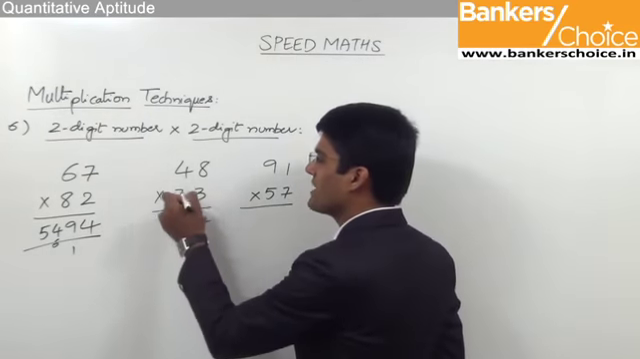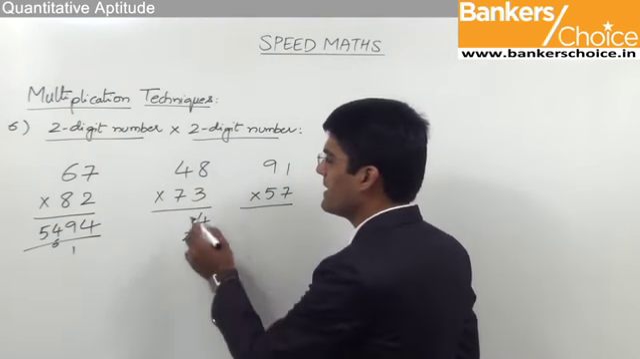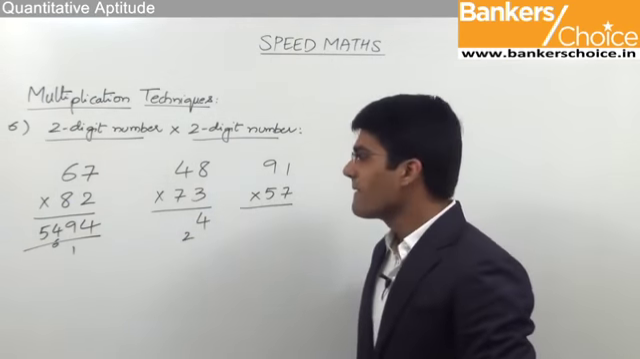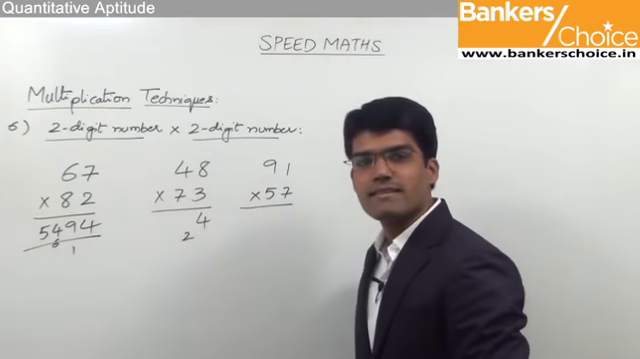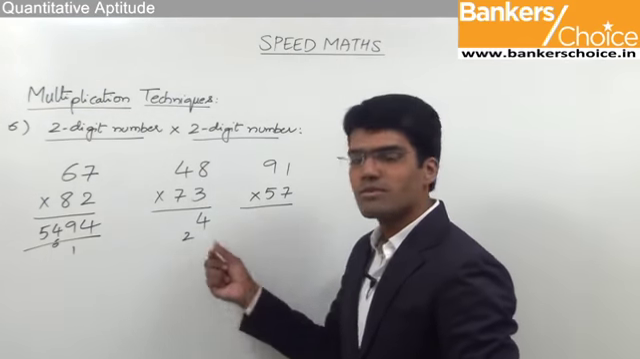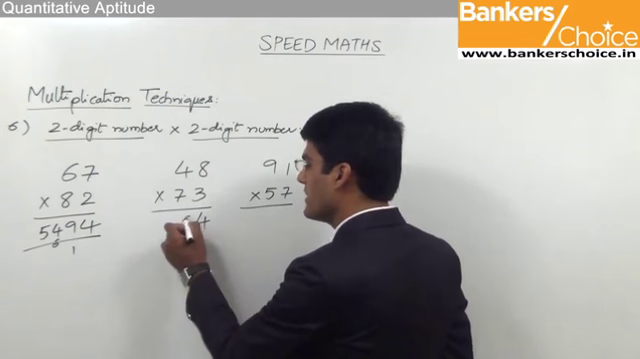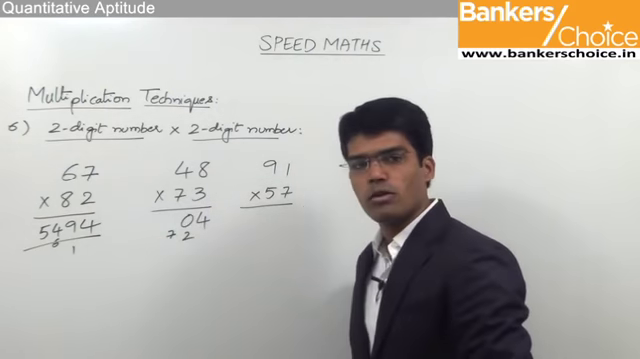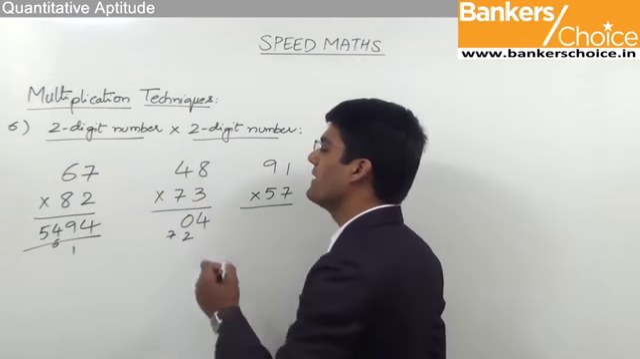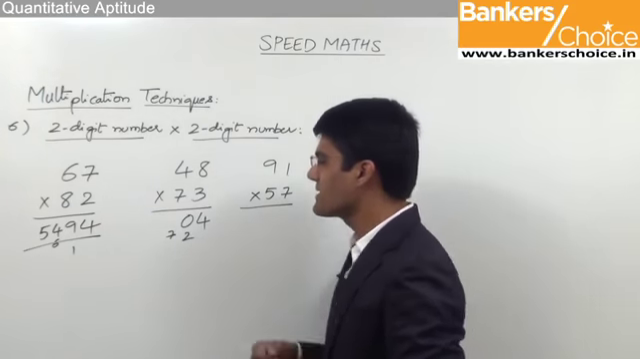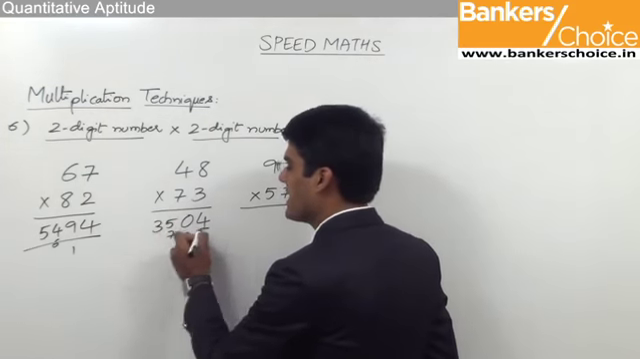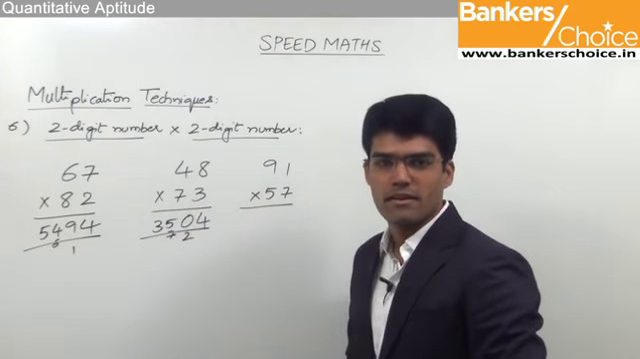Second step is cross multiplication. 4 into 3, 12. 7 into 8, 56. 56 plus 12 is 68. 68 plus 2 is 70. So 0 in the answer and 7 gets carried forward. And the last step here is 4 into 7, 28. 28 plus 7 is 35. So the final answer here is 3504.